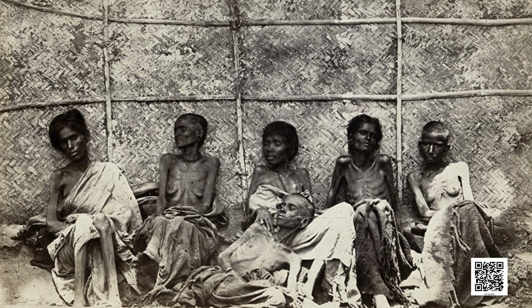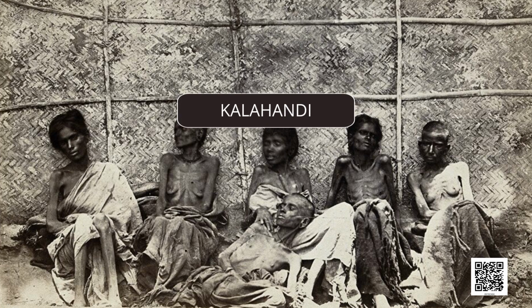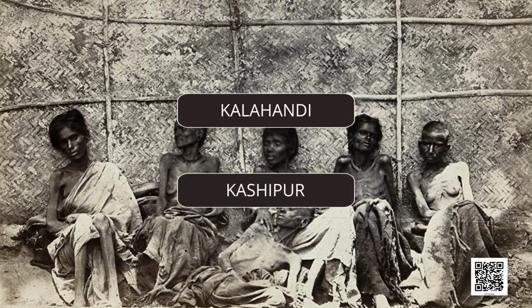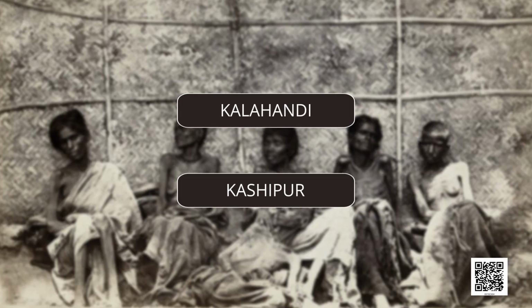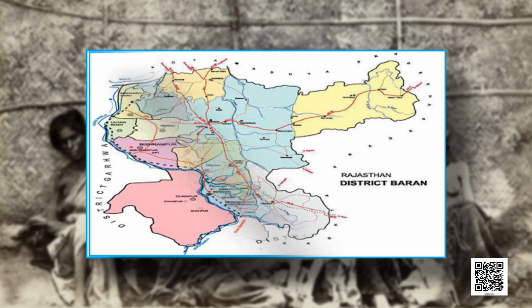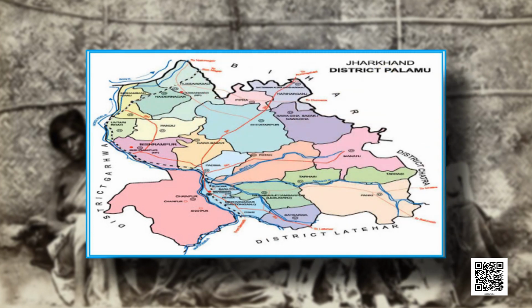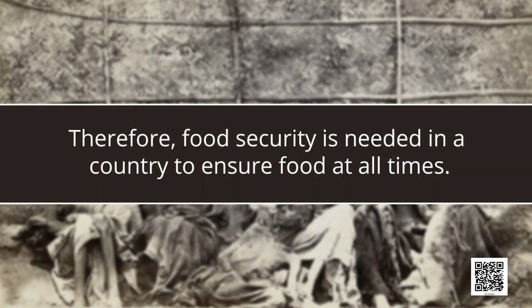But it is disturbing to note that even today, there are places like Kalahandi and Kashipur in Odisha where famine-like conditions have been existing for many years and where some starvation deaths have also been reported. Starvation deaths are also reported in Baran district of Rajasthan, Palamu district of Jharkhand, and many other remote areas during the recent years. Therefore, food security is needed in a country to ensure food at all times.